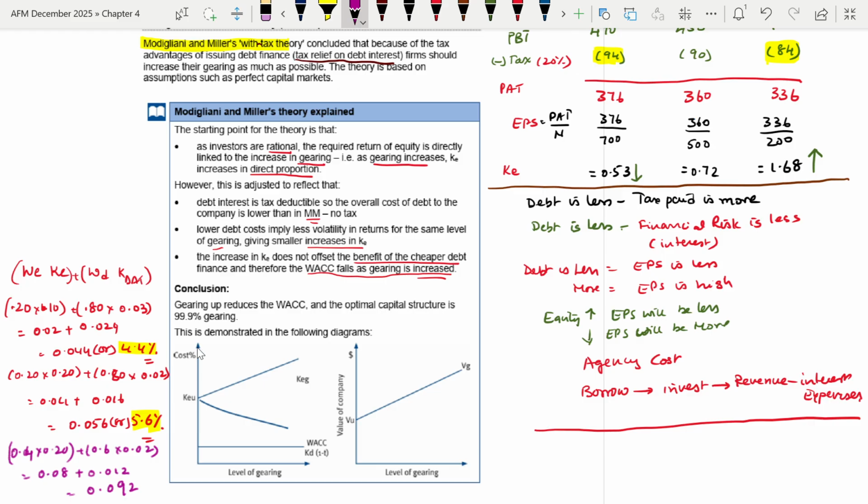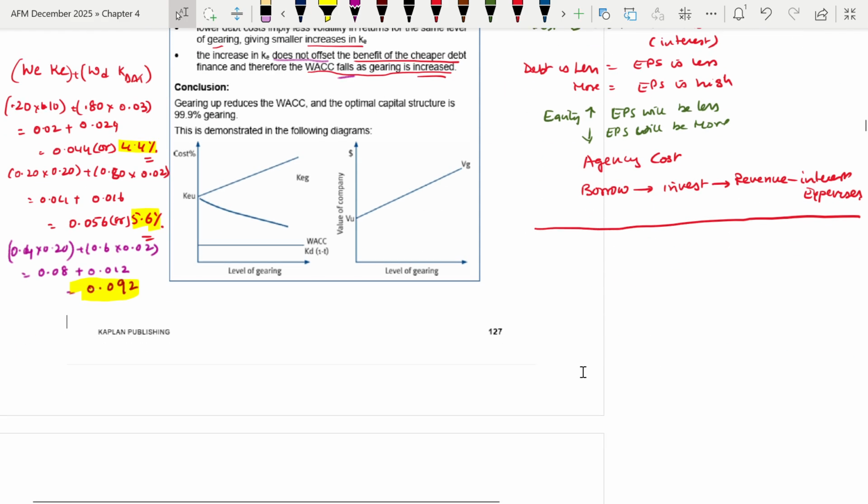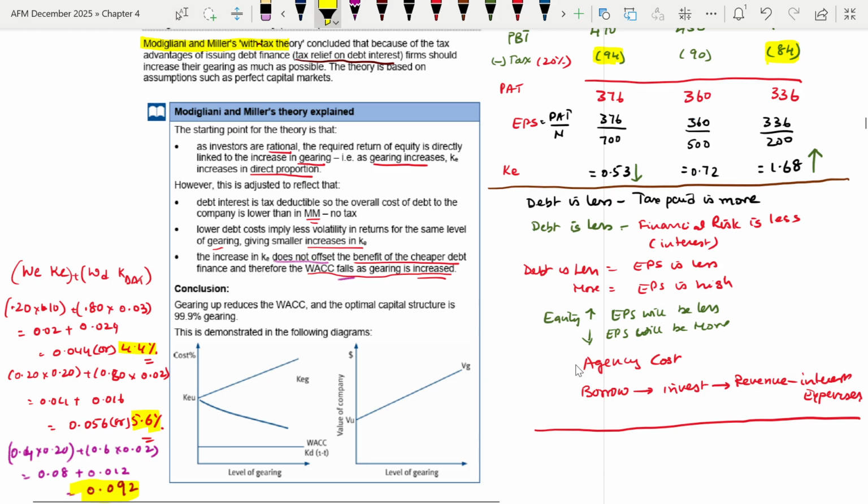The increase in cost of equity does not offset the benefit of cheaper debt, and therefore the weighted cost falls as the gearing is increased. We have to realign it. It's not matching with what we have done. Just keep it in, no problem. Now what happened? This is what it says. Gearing up reduces the weighted cost of capital.